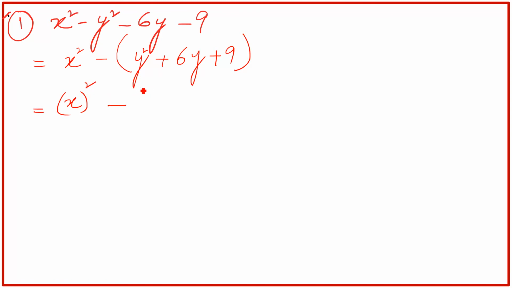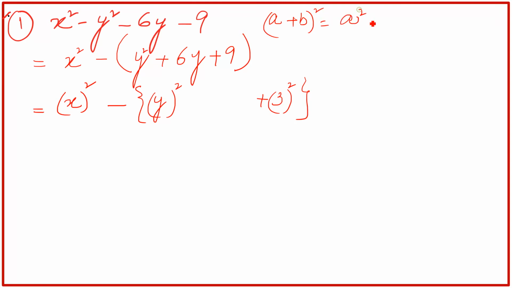And then here in this parenthesis, we can take the square of the first term. Similarly, we can take the square of the last term. So if it is the square of the first term and the last term, and in the center we have plus 6y, it means this is (a plus b) whole square. This formula we will use here. See, the square of the first one is y square, the square of b is 3 square, and in the center, in the middle, is the plus.